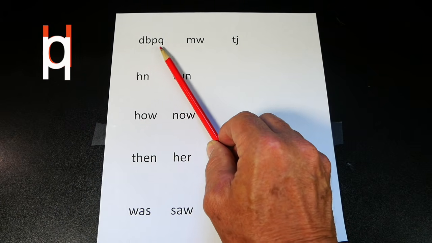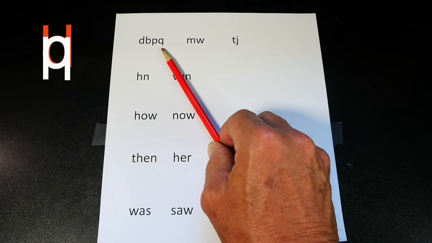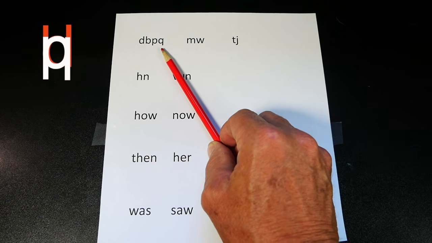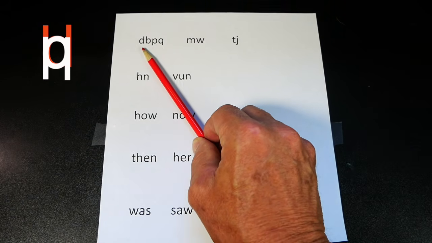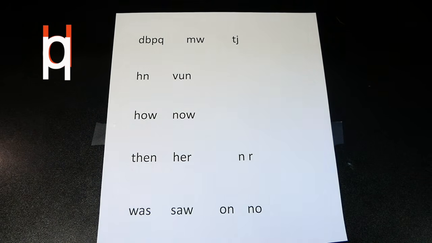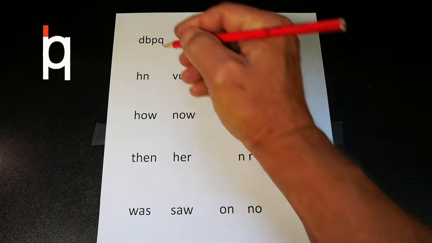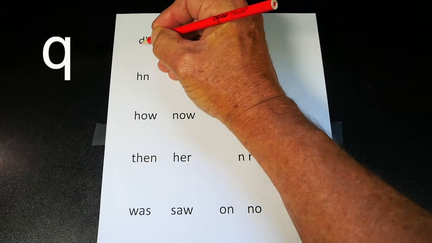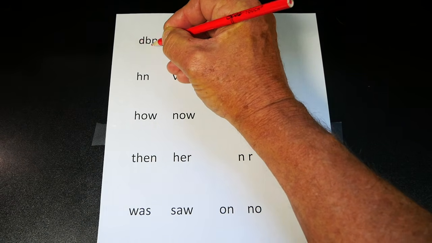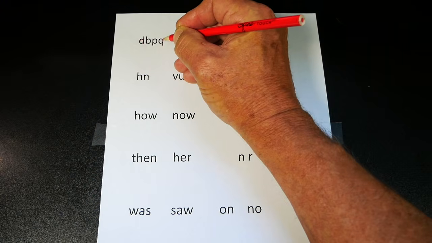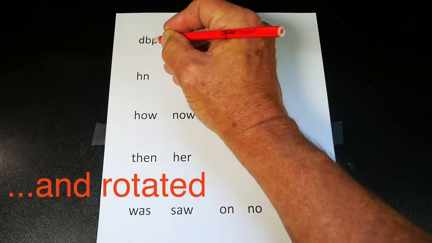D, B, P, and Q made me cry when I was in 3rd grade. I stayed back in 3rd grade because I couldn't read, and these 4 gave me fits because, as one of my children summed it up, they all have a stick and a ball. Stick and a ball, stick and a ball. It's the exact same shape, except it's inverted, right?